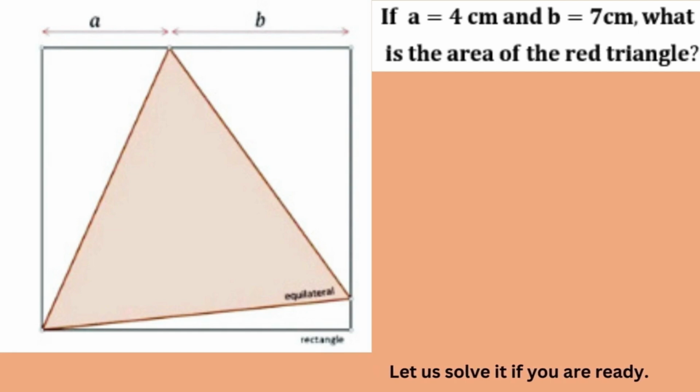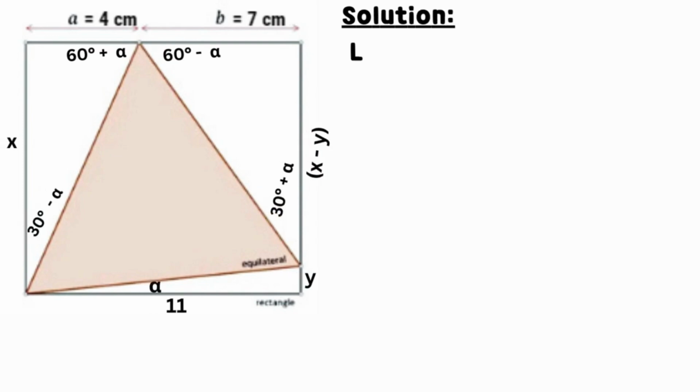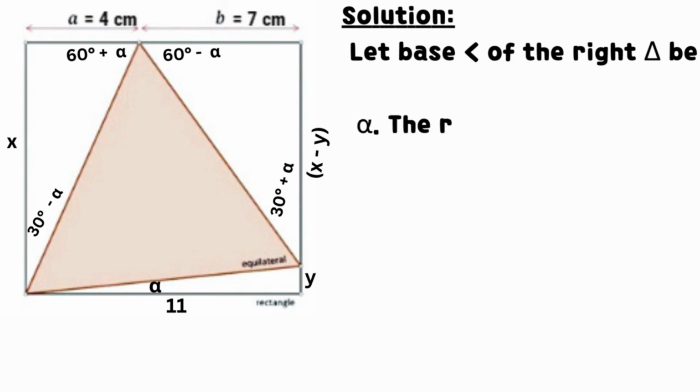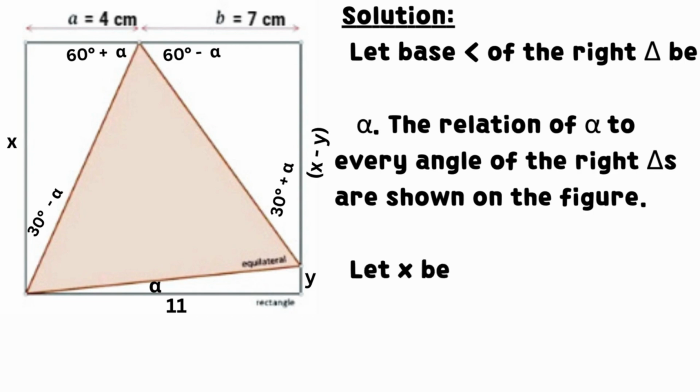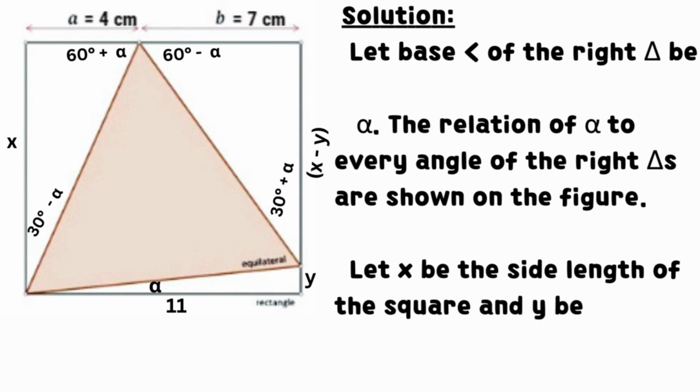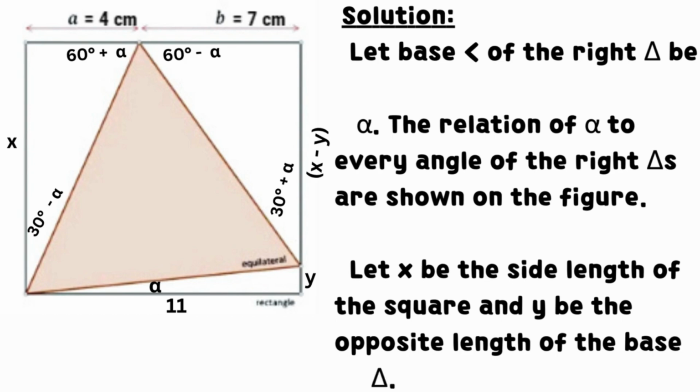Required to find the area of the red inscribed equilateral triangle. Let the base angle of the right triangle equal alpha. The relationship of angle alpha to every angle of the right triangles is shown on the figure. Although we will not use it to solve this problem, it shows you how to get this relationship in case you come across a question involving angle relationships. Alright, let us continue with our solution.